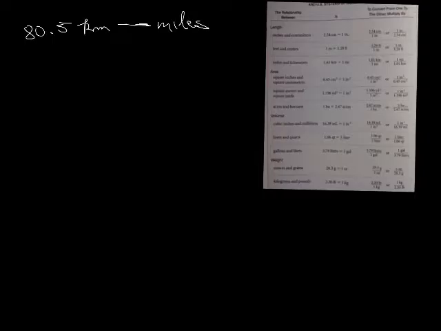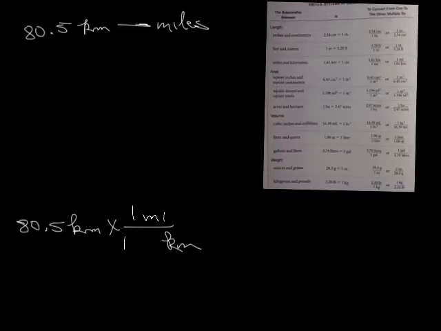So we're going to write it as 80.5 kilometers times a line with kilometers on the bottom. And we're going to look at our table and see if there's anything that compares kilometers and miles. Right there, miles and kilometers. When kilometers is on the bottom, we use this one. So 1 mile over 1.61 kilometers.